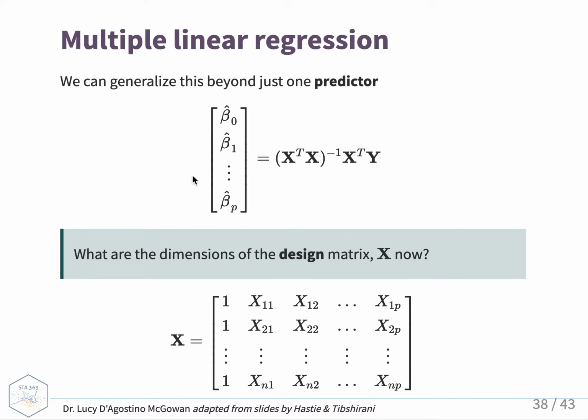And so this is what that looks like. We've still got that column of 1s at the front, and then we have each of the x values. Each column corresponds to a different x variable or a different x predictor, and each row still corresponds to a different observation.